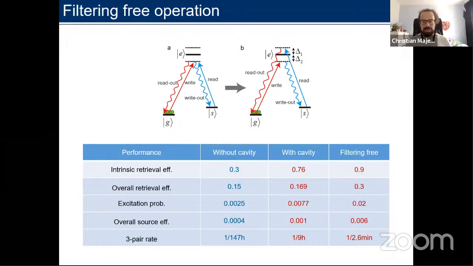Thanks a lot. That was very clear. So basically using these two different detunings, you can choose your cavity such that it filters automatically the write and read pulses.